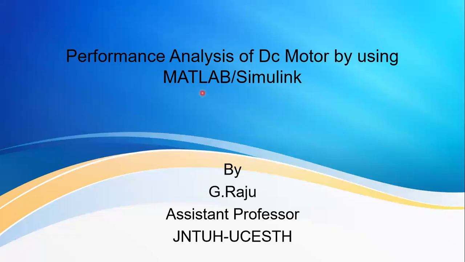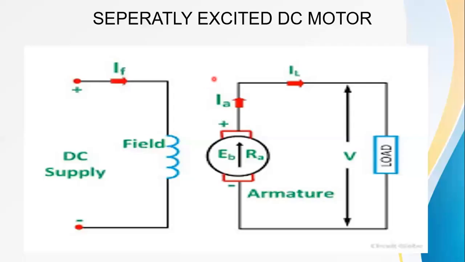Performance analysis of DC motor by using MATLAB Simulink. Here, this DC motor is called a separately excited DC motor. A separately excited DC motor has a field winding and also an armature winding. These two windings are excited separately. That's why it is called a separately excited DC motor.